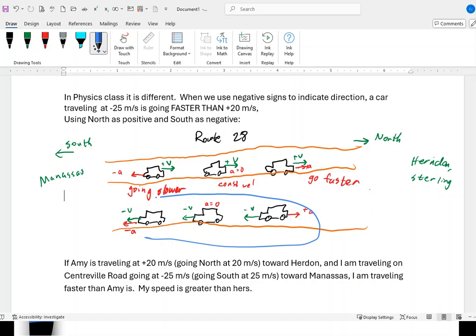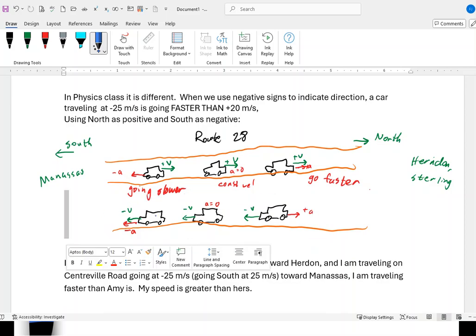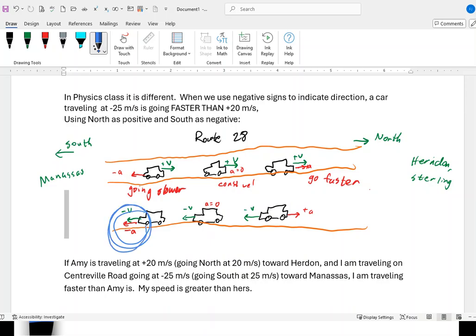In these cases right here, I am going in the negative direction, right? I'm heading toward Manassas. I'm going south. We're treating south as negative. So in this case, my velocity and my acceleration are both negative. They're both in the same direction, so I'm going faster. I'm speeding up there. And then here in the middle, once again, the acceleration is 0, so that's going to be a constant velocity.